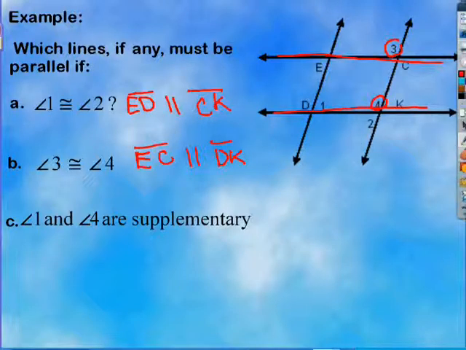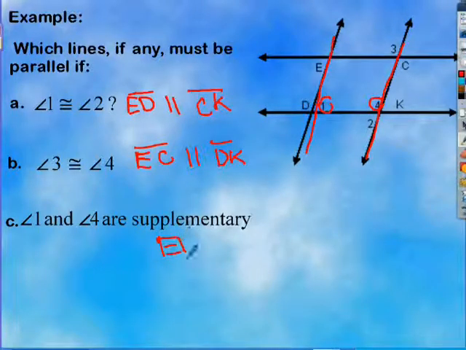And then let's check our last set of angles. 1 and 4 have to be supplementary. Okay, look at where 1 and 4 are positioned. 1 and 4 are supplementary, and those look like they're same side interior. So which lines would have to be parallel? Remember, ED and CK would have to be parallel. Let me write this down first. ED would have to be parallel to CK.